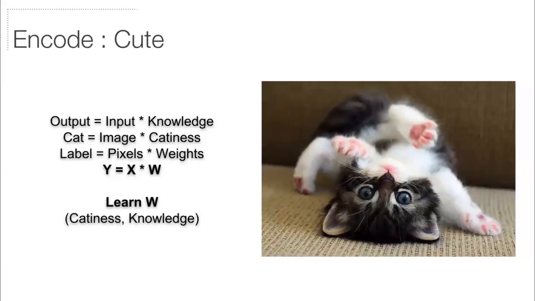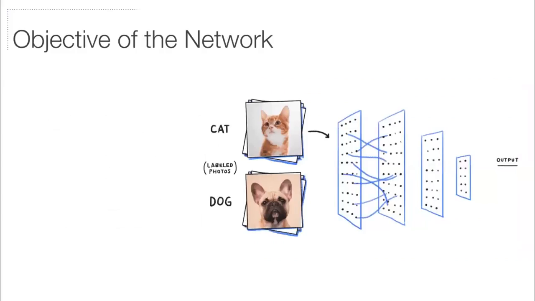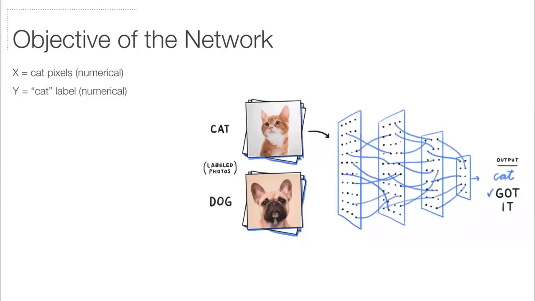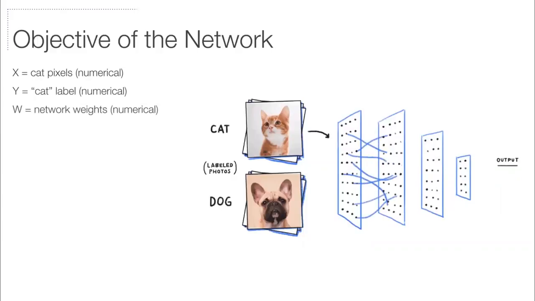We need to find a weight. So let's say I want to label between cats and dogs. X is the cat pixels. Total number of pixels are converted into some numerical inputs, right? Red has a value, blue has a value, green has a value. The combination of all of this has a value. And the end result you want is a label, cat or dog. Cat, let's say it's 0, and dog, let's say it's 1. So I want 0 or 1. The network weights, I do not know.